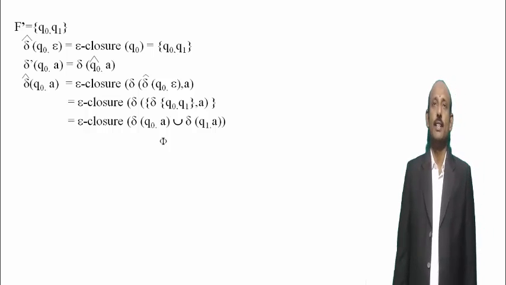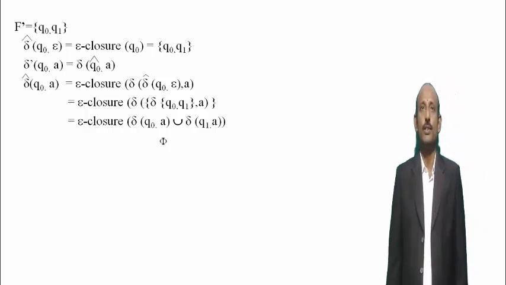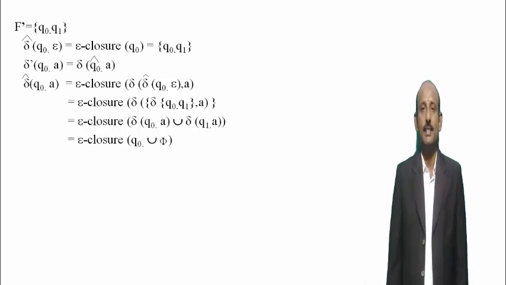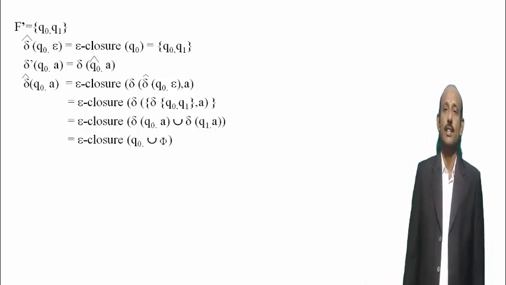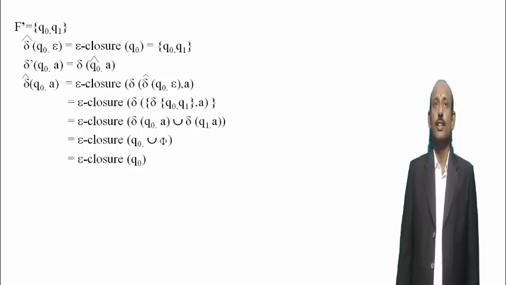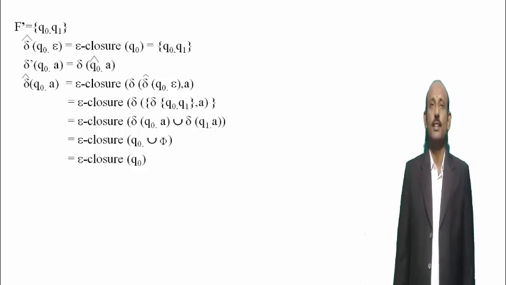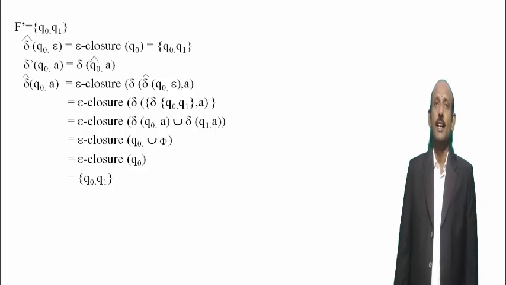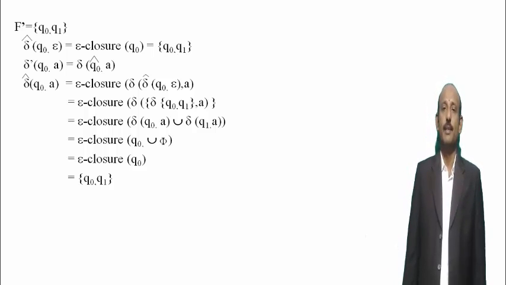So we can compute the epsilon closure of Q0 union the pi symbol. The pi symbol indicates there is no transition for the input A, so that is empty, and we can denote it as the pi symbol. So the epsilon closure is Q0, and we have the answer Q0, Q1. So this is for the input A. Next we can go for the input B.